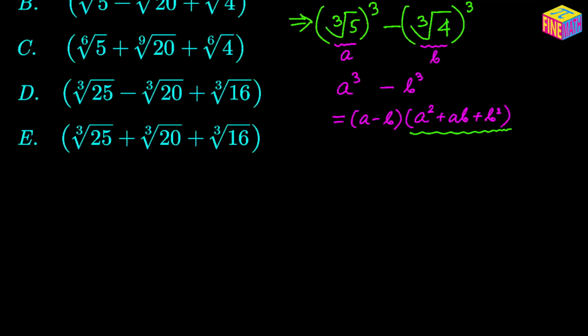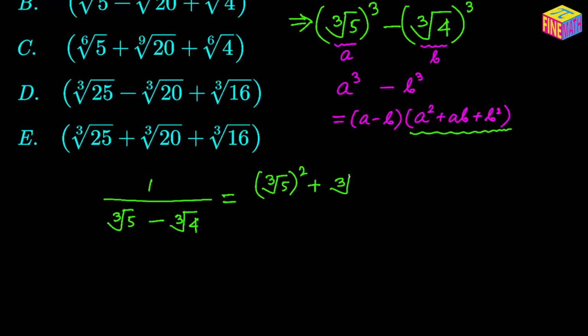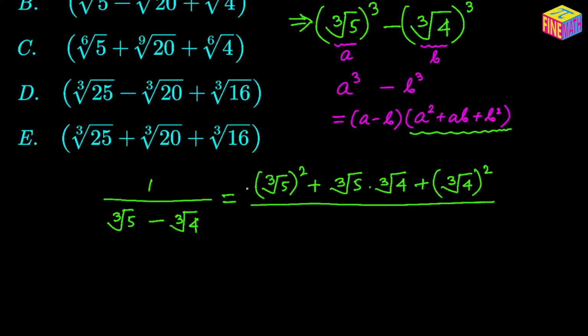So let's do that. Now in the original expression, we have 1 over cube root of 5 minus cube root of 4, and then we have to multiply both the numerator and the denominator by this rationalizing factor, and that factor would be a squared, that means cube root of 5 whole squared, plus a times b, that is cube root of 5 times cube root of 4, plus b squared, that would be cube root of 4 whole squared. That's in the numerator, and of course we had 1 in the numerator, so 1 times that quantity, right? And then in the denominator we have cube root of 5 minus cube root of 4.